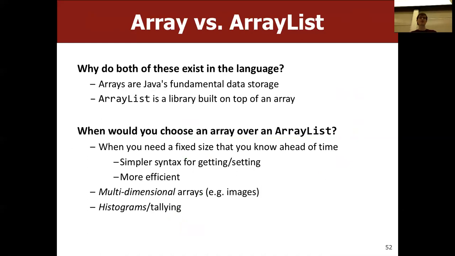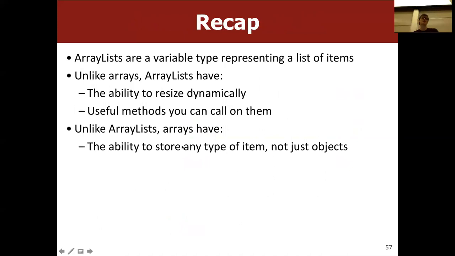All right, as a really quick recap, ArrayLists are just a variable containing a list of items, just like arrays that you're used to. What ArrayLists are better at is that they can resize dynamically, and they have useful methods like contains, indexOf, remove, all that cool stuff that you can call on them. And arrays can store any item, not just objects. That's the main limitation of ArrayLists, but they're still pretty cool.